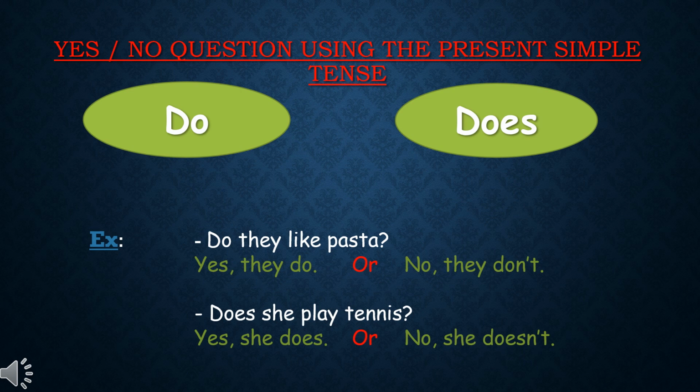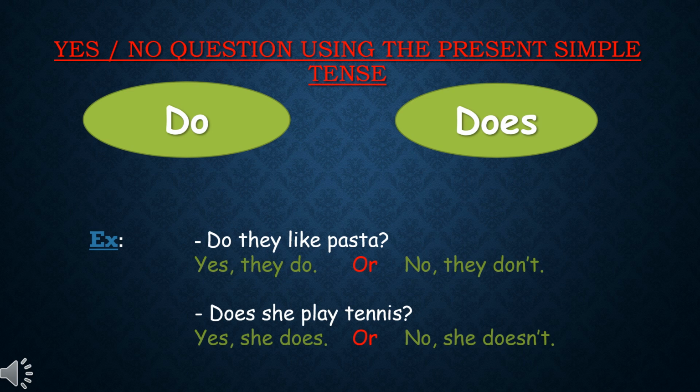If we are forming a yes or no question, we will start with one of the helping verbs. What are the helping verbs of the present simple tense? We will start with do or does. Do and does, we call them helping verbs. So, with the yes or no question in the present simple tense, we will start with do or does.